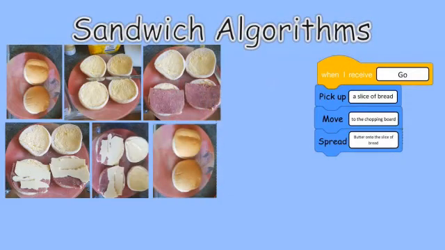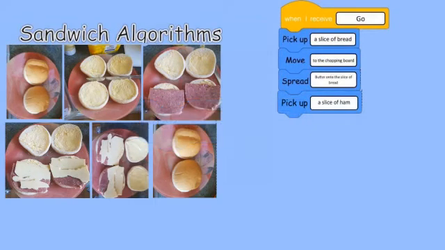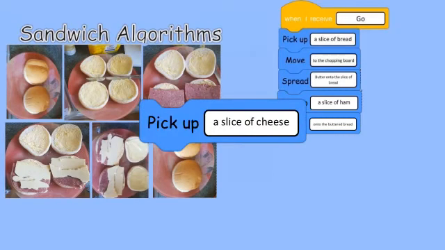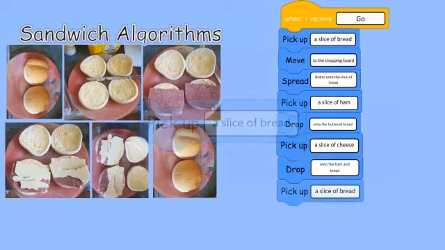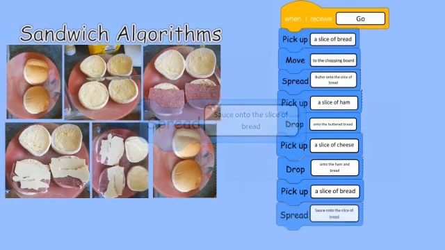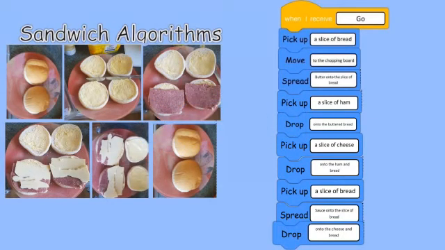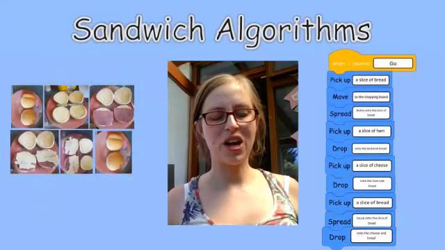So let me build up my code for you to have a look at. I pick up a slice of ham, I drop it onto the buttered bread, I pick up a piece of cheese, I drop that onto the ham and bread, I pick up a slice of bread, and I spread the sauce onto the bread, and I drop it onto the cheese and ham and bread. And here we have our finished algorithm.